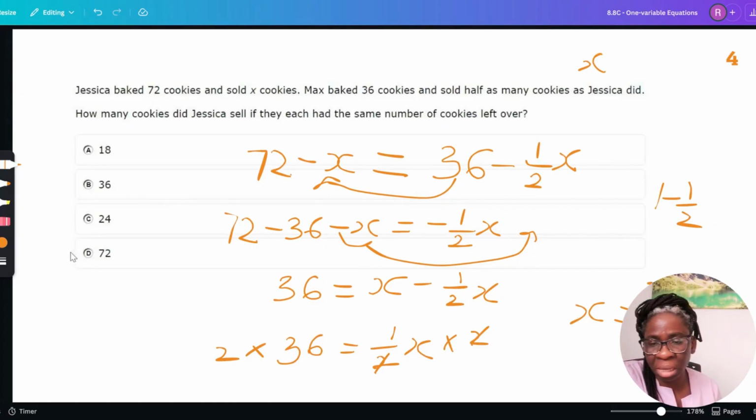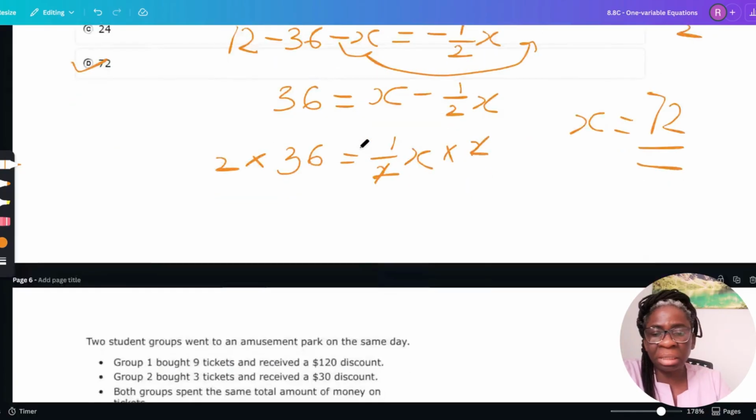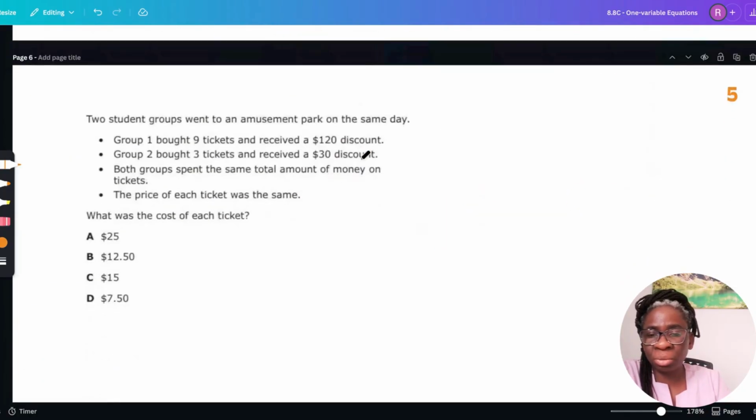If you do not understand it, please move it back and play it again for a better understanding. So now let's see the next question.